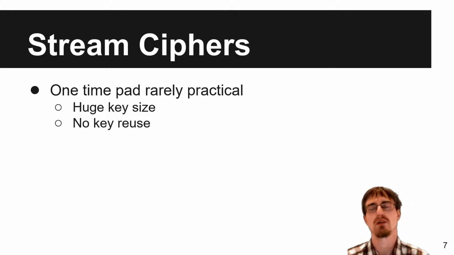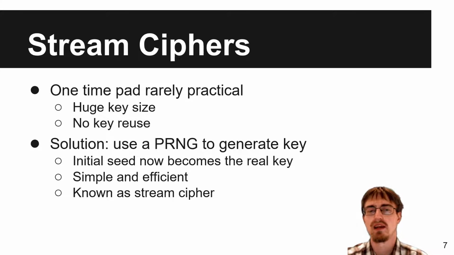So we don't really use the one-time pad normally. Instead, we can use a pseudo-random number generator to generate the key. Now in this case, the initial seed that determines what the sequence will be that the pseudo-random number generator generates becomes the real key. Now this approach is simple and very efficient. So it's known as a stream cipher, and these are very fast. However, not every stream cipher is really strong.